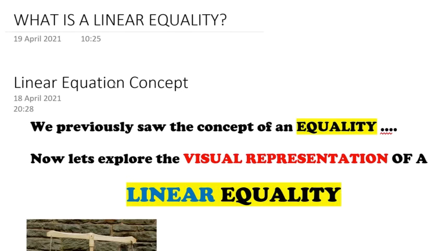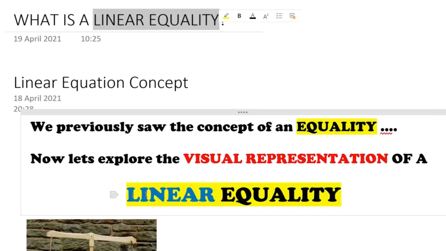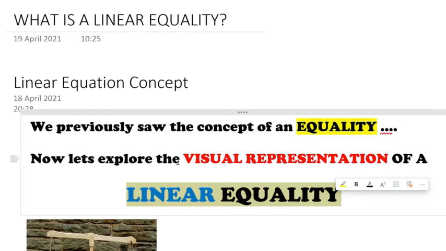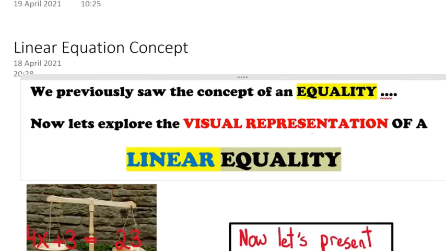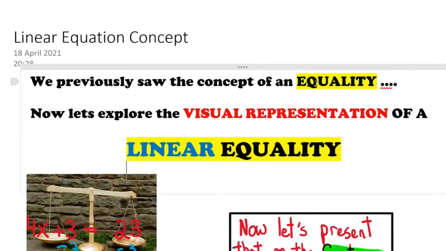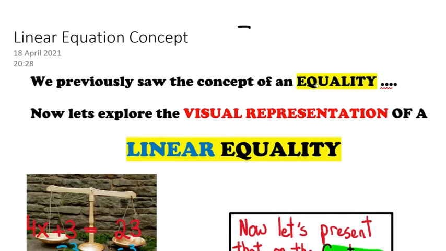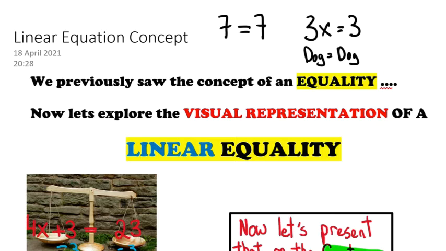Okay, boys and girls, so in today's class we looked at linear equalities. And in the previous video, I focused on what an equality is. A reminder that an equality is anything that has an equals symbol. 7 equals 7 is an equality. 3x equals 3 is an equality, because x would be 1. Or dog equals dog is an equality because they are both equal.